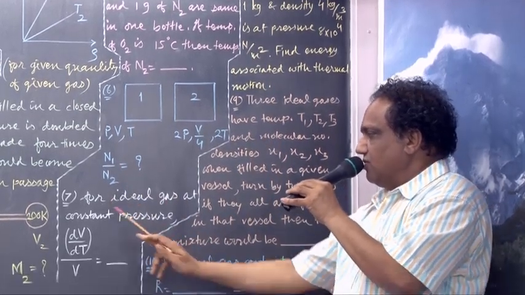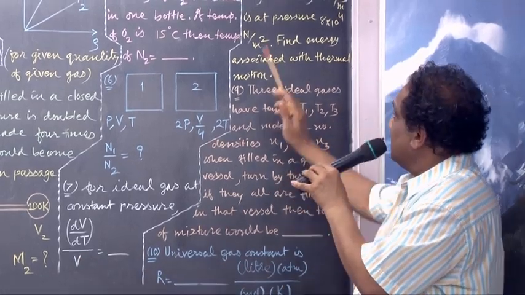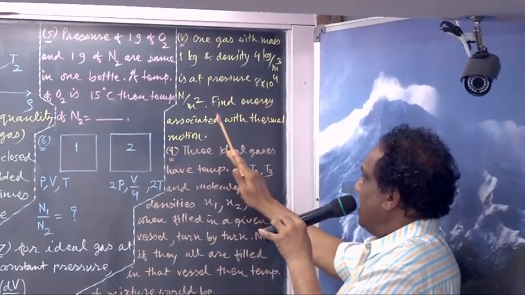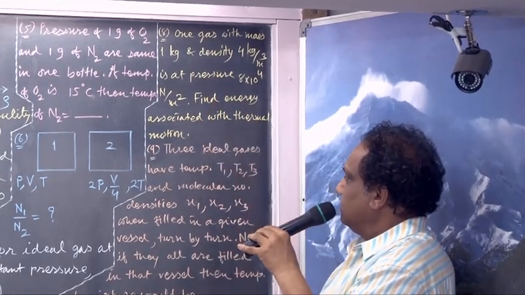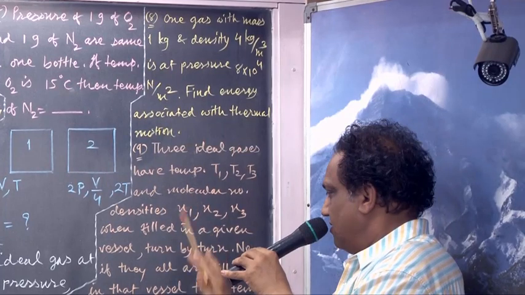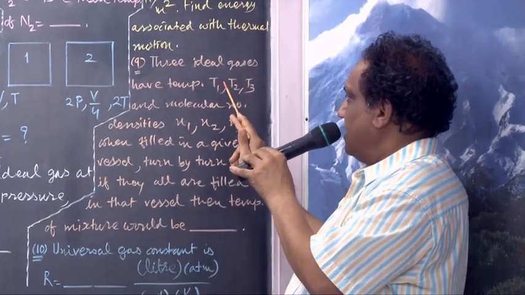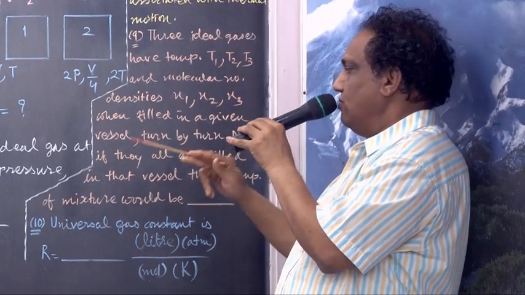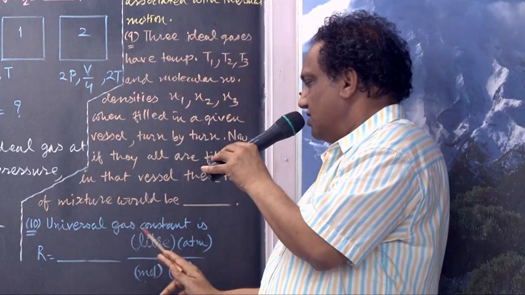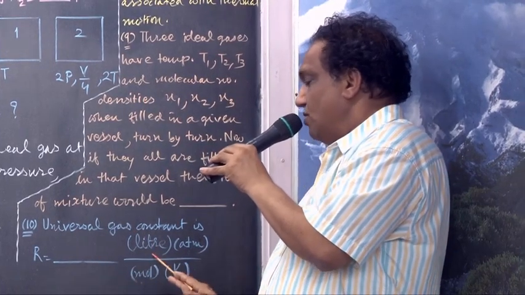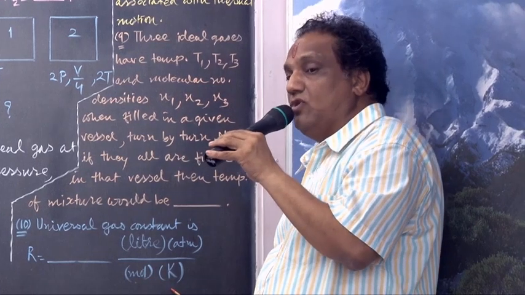Then for an ideal gas at constant pressure, dV upon dt divided by capital V is how much? Then here you are asked to find out the energy associated with thermal motion. This is a very good one. Then number 9 is also a good one. I have written here, in terms of N1, N2, N3, and in terms of T1, T2, T3, you have to find out the temperature of the mixture. Universal gas constant value I require, but the unit is different. It is now liter atmosphere upon mole Kelvin.